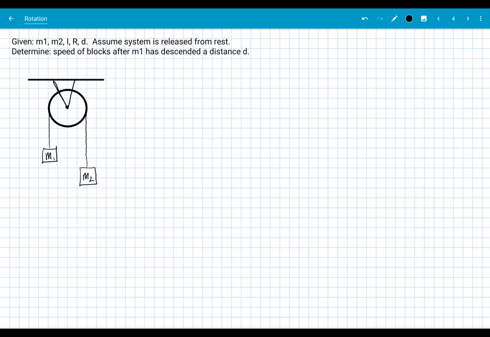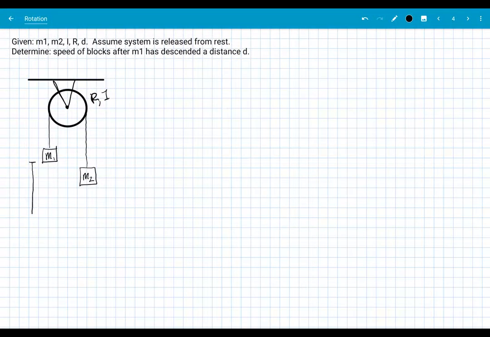We're given that this pulley has some radius r, and moment of inertia I. So those are given about the pulley. We're given the masses of the two blocks here, and we're told we can assume the system's released from rest. We're asked to determine the speed of the blocks after block 1 has descended through distance d. So that tells us something about the behavior of the system.